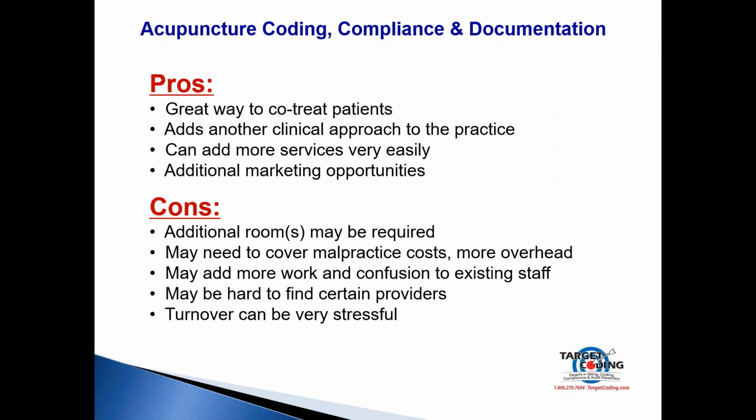Now, some of the negatives. If you have a very, very small office, you might not be able to bring on the acupuncturist. I have quite a few docs I work with who have tiny offices. I have one chiropractor I work with in New York City. He has 400 square feet. He just doesn't physically have the room. You may need to cover the malpractice costs of the acupuncturist. These are the things you need to be prepared for. You're going to have more overhead if the acupuncturist is going to be an employee. Well, there you go. You're going to have some salaries right off the top.